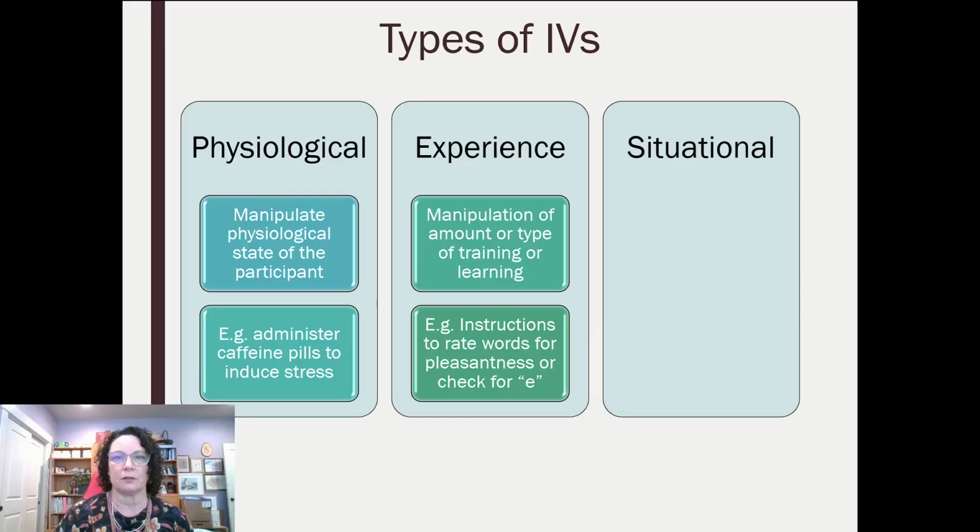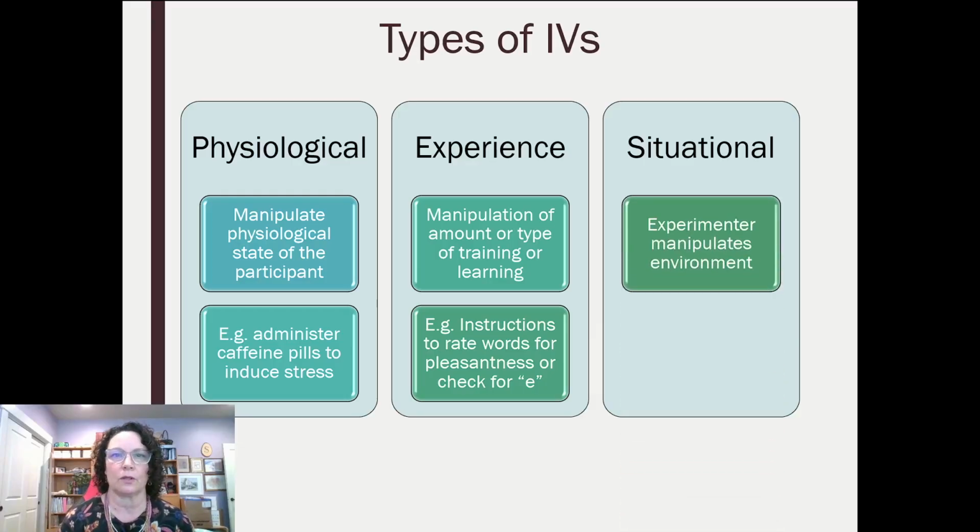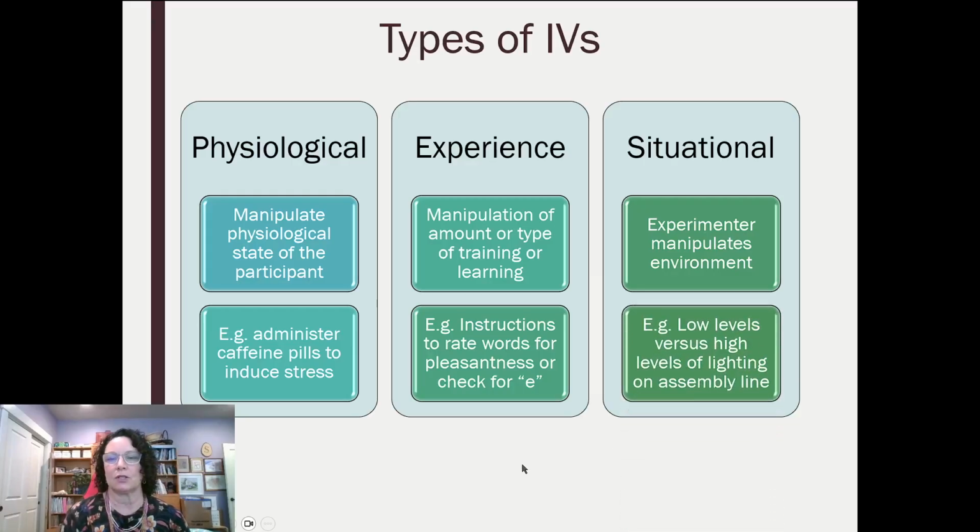And then there's situational independent variables, and that would be where we're doing something to the environment. Something is different. It could be the temperature in the room. It could be the amount of lighting in the room. It could be the color that the walls were painted. It could be noise. It could be all sorts of things, right? So the example I've got here is low levels of lighting versus high levels of lighting on an assembly line. We could have an impact on their situation and see if that affects their productivity, right? So in all of these cases, we're manipulating something so that we can then measure whether that something is having an impact on the dependent variable.